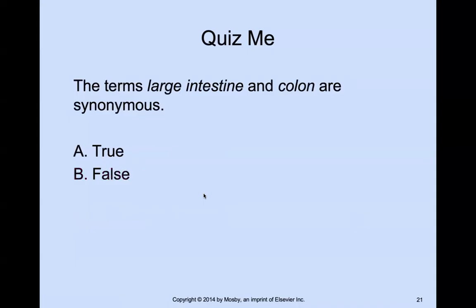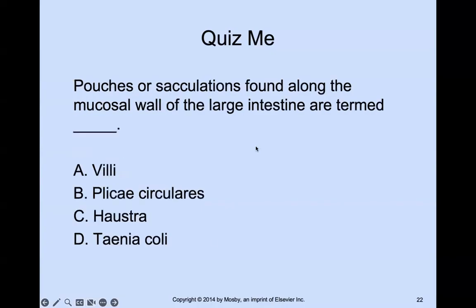The terms large intestine and colon are synonymous. Is this true? Large intestine and colon are the same thing. False. We already know that they are not, right? The colon is only ascending, transverse, descending colon and sigmoid colon. The large intestine also includes the cecum and the rectum. Very good.